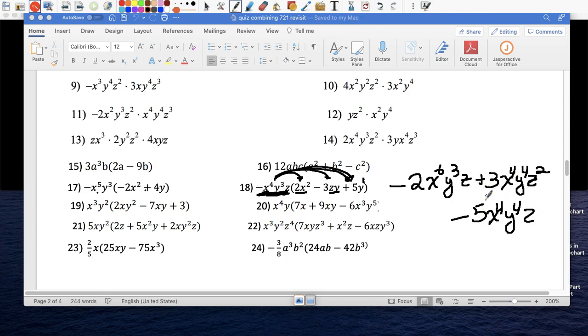Can you combine anything? No, because they're all different. There's nobody that has an x to the 6th power y cubed z. Everybody's different. Well, yeah, everyone's different. This almost looks the same. The x to the 4th power are the same. The y to the 4th power, but the z's are not to the same power, so they're not like terms. That's it. That's your final answer.